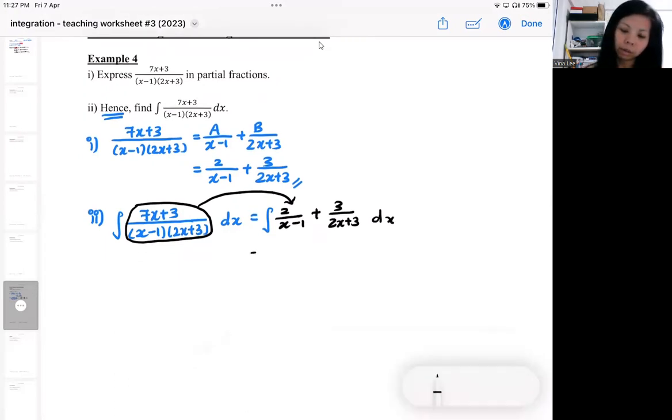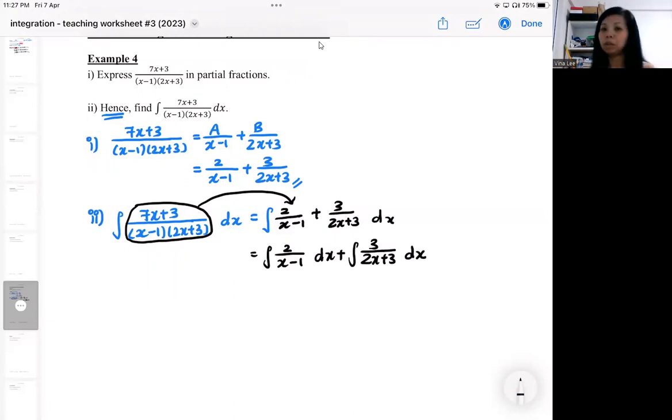So how am I supposed to integrate? I can split it into two. If I've got two small fractions, that means I can split it into two integrations. And hopefully you recognize this one. Do you remember this? You did this one in the integration second teaching worksheet.